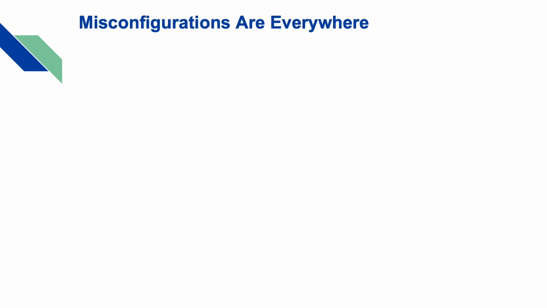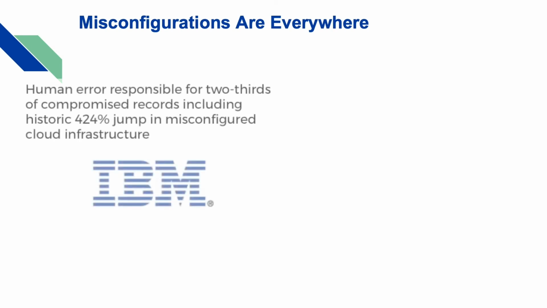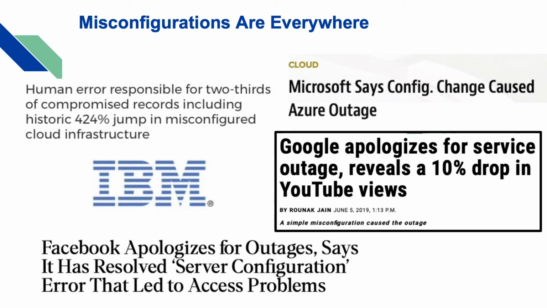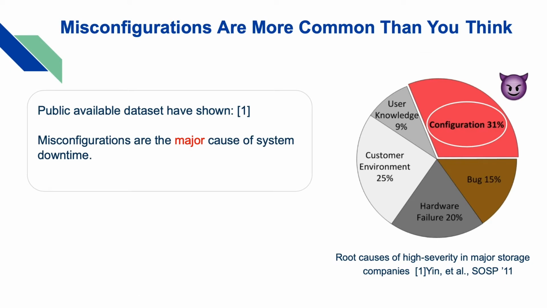Nowadays, misconfigurations are everywhere. Large companies such as IBM, Microsoft, Google, not to mention Facebook, all suffered from misconfiguration-related issues, and it caused severe system outages and huge money loss. Actually, misconfigurations are more common than you think. A large publicly available dataset has shown that misconfigurations are now becoming the major cause of system downtime. For example, it is more than 2 times more frequent than software bugs. It is a surprising result, isn't it?